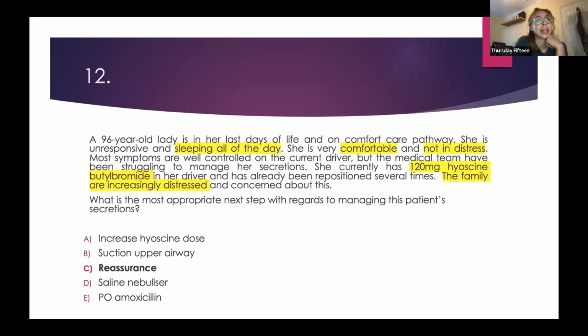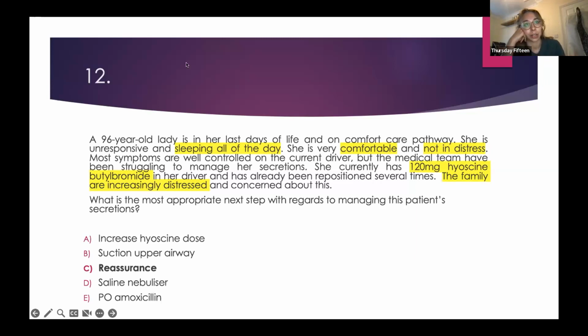Suctioning her upper airway. This lady is sleeping and comfortable, and shoving a big suction catheter in her mouth is likely to cause distress. Gentle suction of the upper airways, sometimes people might say that's appropriate if there's nothing else we can do, and it's obviously causing the patient distress. But putting a big suction catheter down might just cause trauma. They might bleed, be uncomfortable in their mouth. I think I'd just leave it alone.